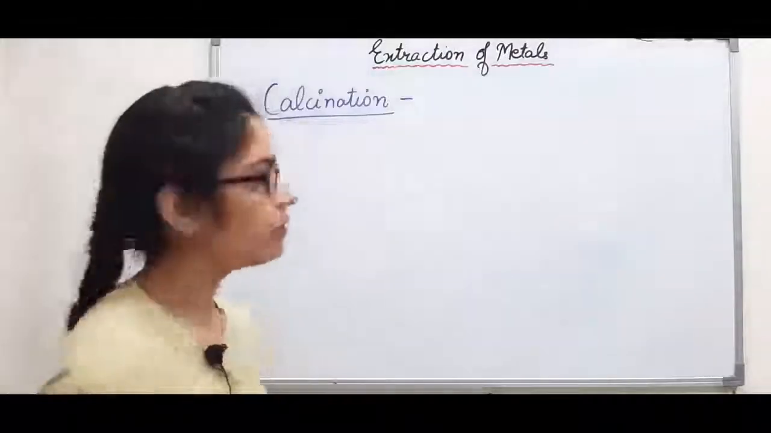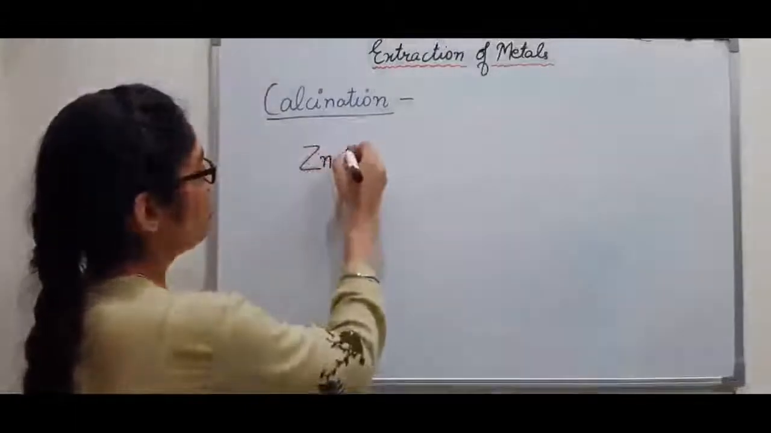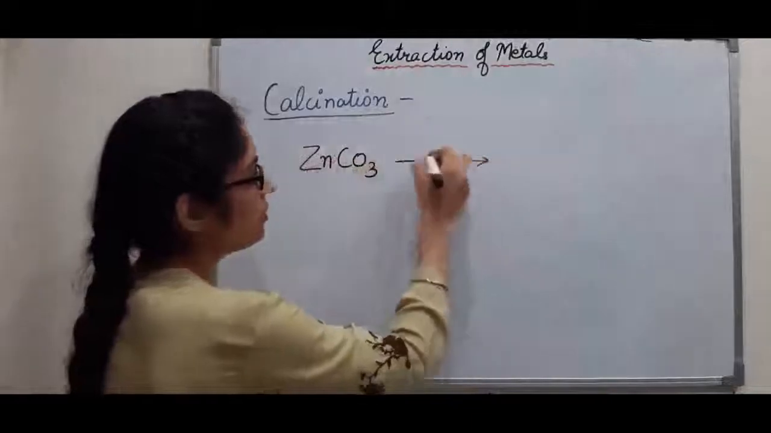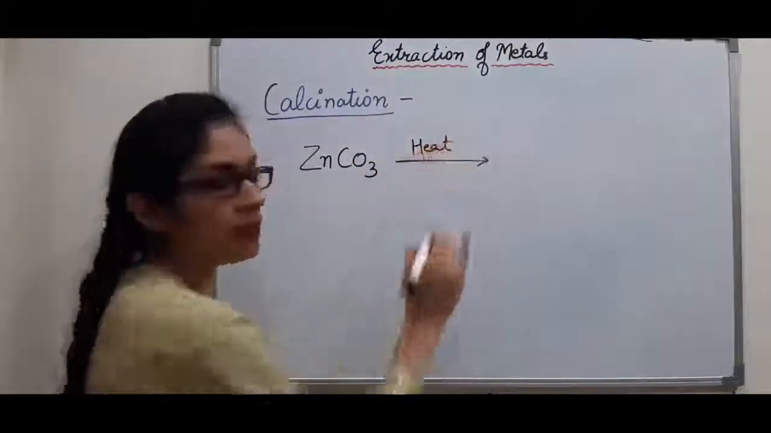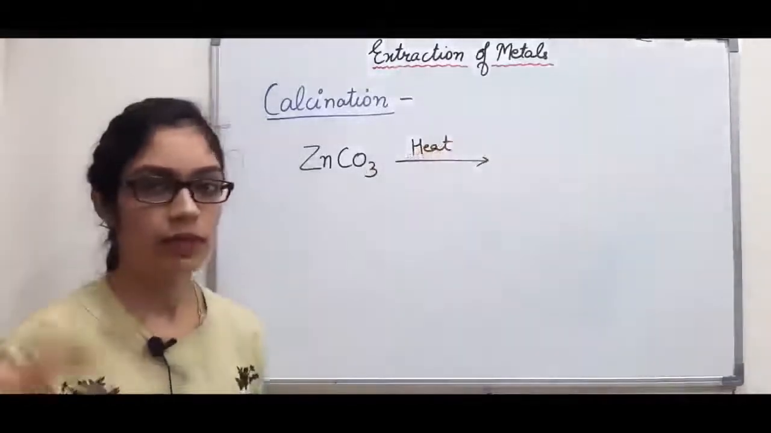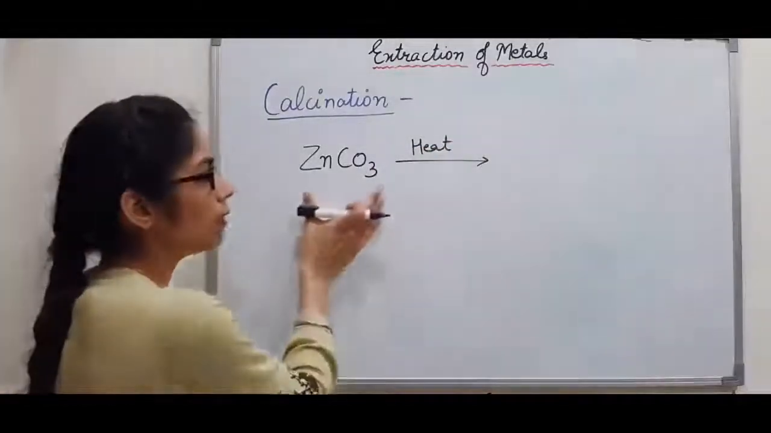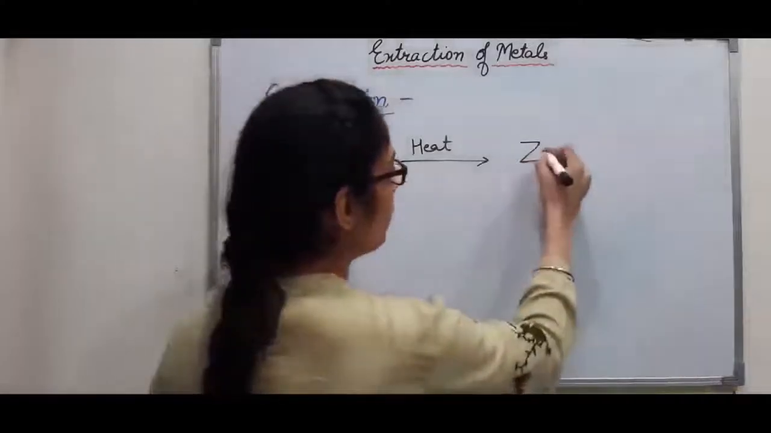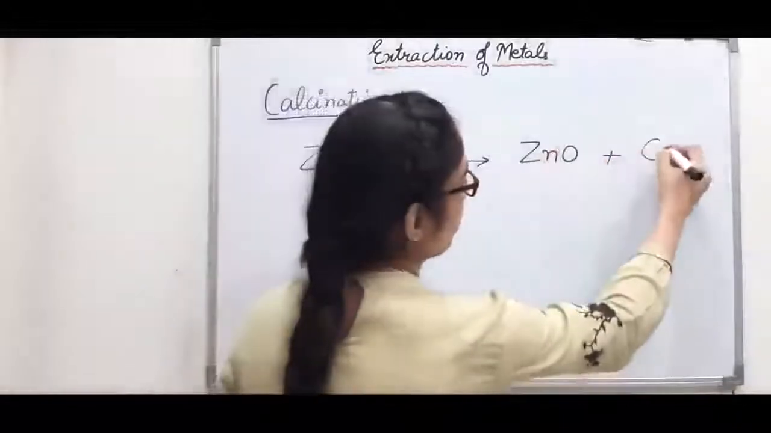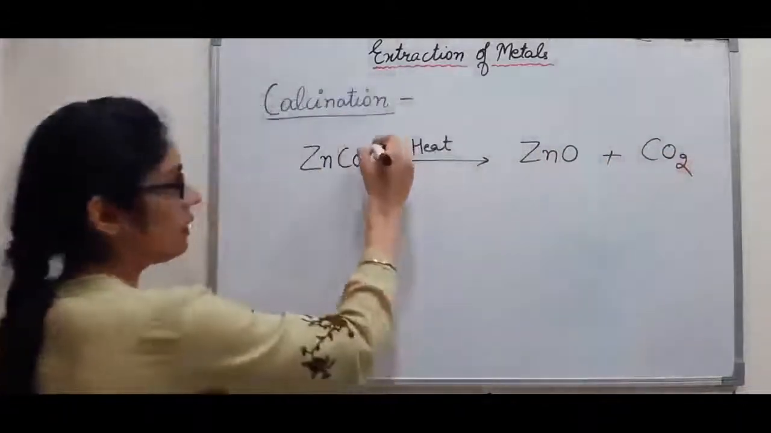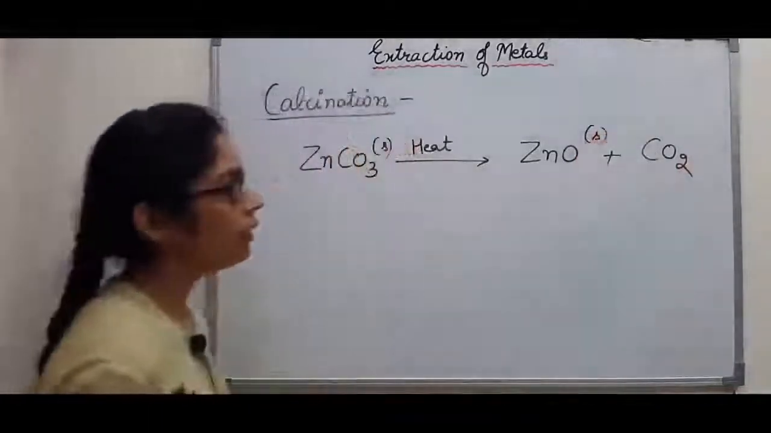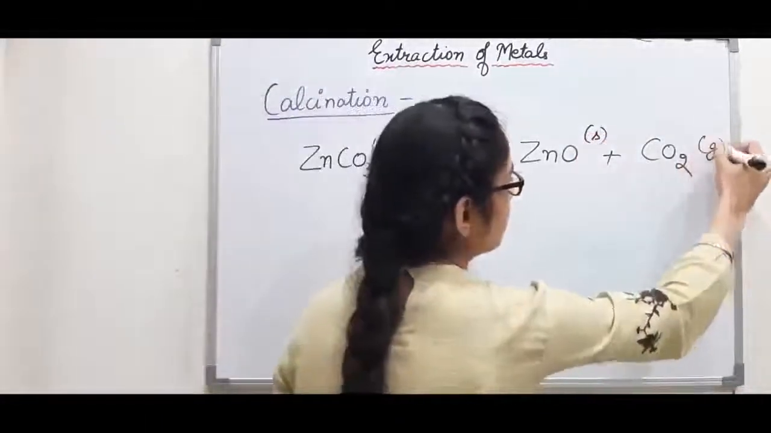So in calcination, we have to convert metal carbonate into its oxide. So we are taking zinc carbonate. This we have to heat in a limited supply of air. So that's why additional oxygen we are not taking, as we have taken in the case of roasting. Here only metal carbonate, we have to heat it and we will get metal oxide. Since it's a carbonate, we will get carbon dioxide here. So we can write the states also. This is in solid state. This will also be a solid state, and carbon dioxide is in a gaseous state.